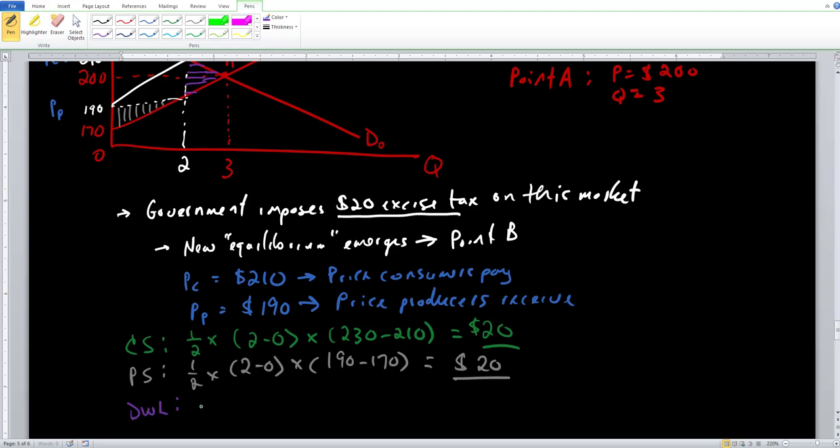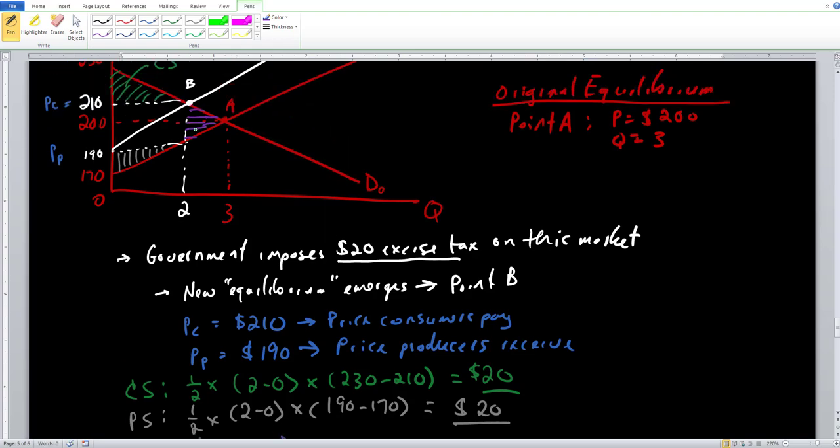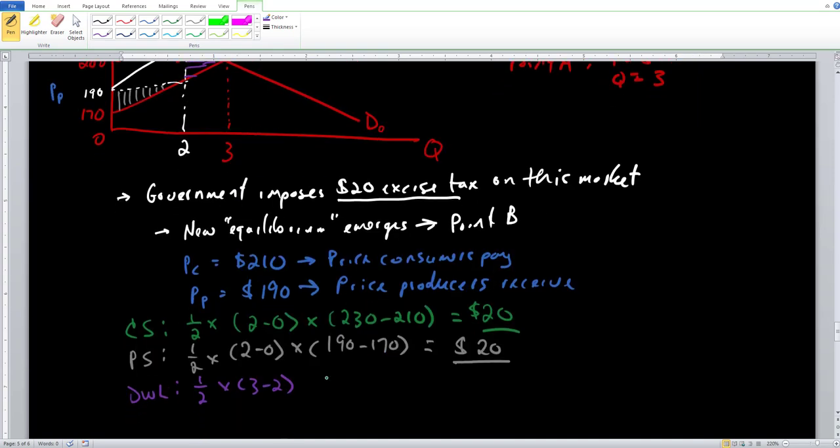Deadweight loss uses the same formula, 1/2 times the base times the height. The base is going to be 3 minus 2. And then the height is going to be, as you can see right here, 210 minus 190. It's essentially going to be the amount of the tax. So here, 210 minus 190. So 1 times 20 times half will give us $10 worth of deadweight loss.